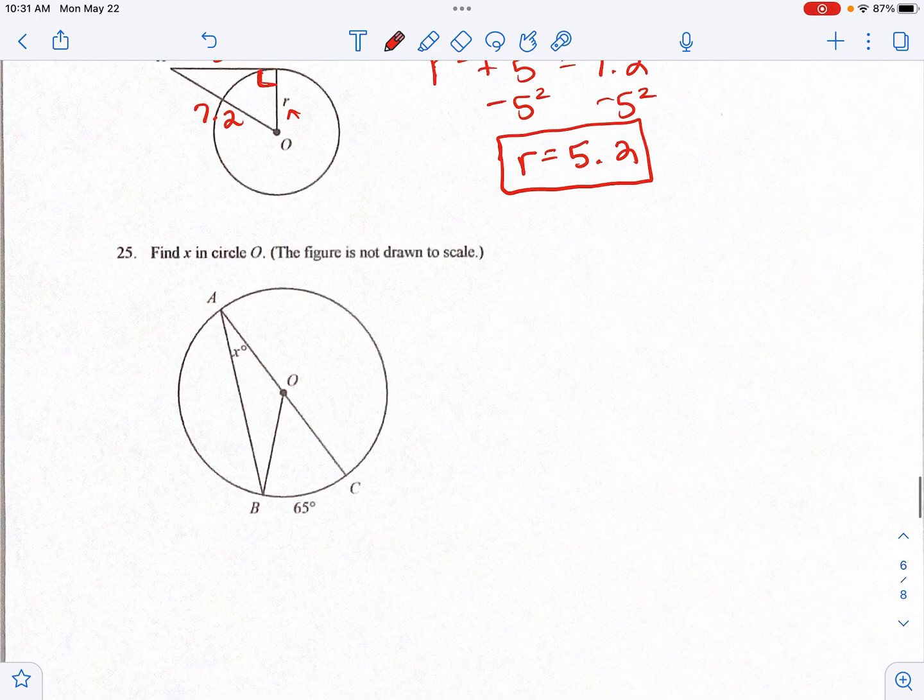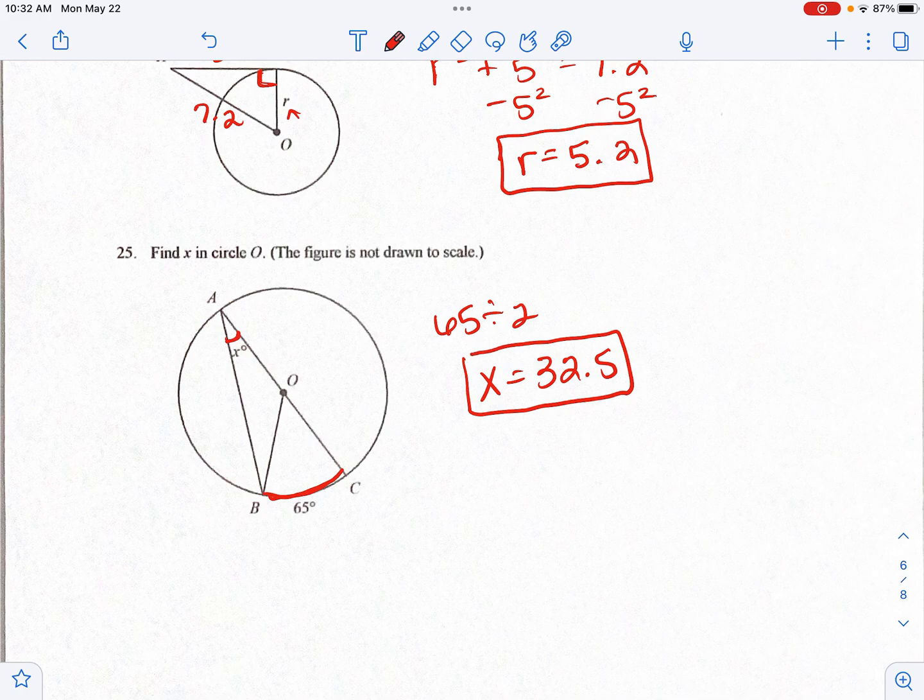And number 25. This is the inscribed angle theorem. The inscribed angle theorem said if you have the arc and you're looking for the inscribed angle, the angle is always half of the size of the arc. So all I have to do on this one is divide that by 2. And I don't trust myself to do that in my head. So that means x is 32 and a half. And that's it.